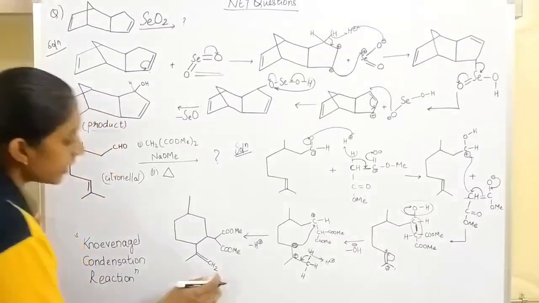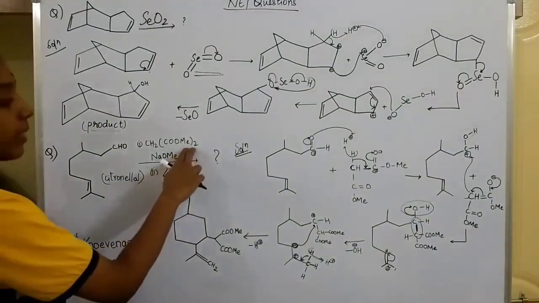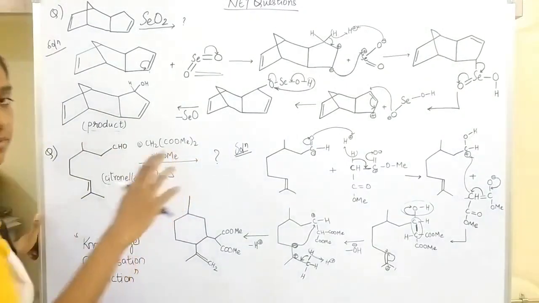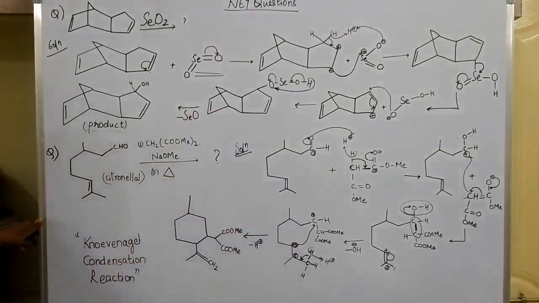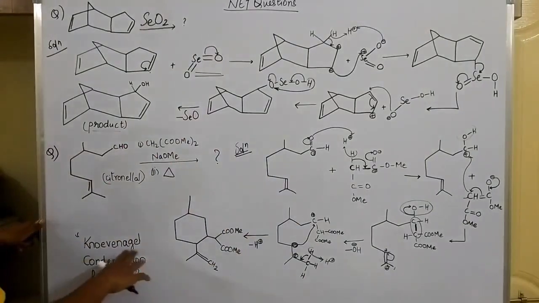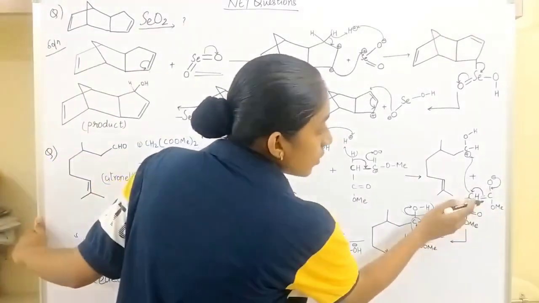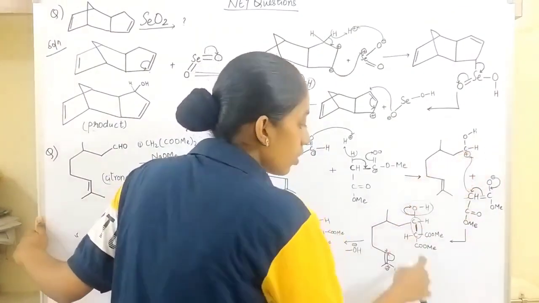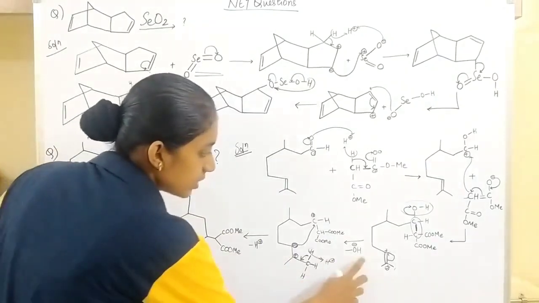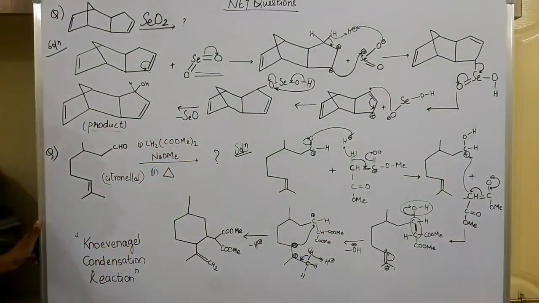So this is the final product we get when citronellal reacts with dimethylmalonate and is further heated. So this whole reaction is called the Knoevenagel condensation reaction. So what is this Knoevenagel condensation reaction? The attack of a nucleophile on this electrophile followed by dehydration is called the Knoevenagel condensation reaction.